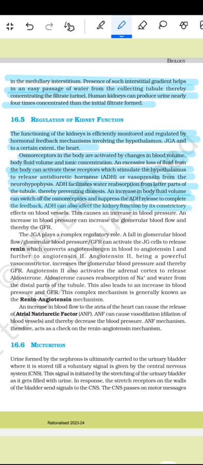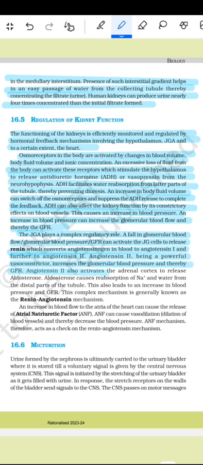ADH can also affect the kidney function by its constrictive effects on the blood vessel. This causes an increase in the blood pressure, and an increase in the blood pressure can increase the glomerular blood flow and thereby the GFR. The JGA plays a complex regulatory role. A fall in the glomerular blood flow, glomerular blood pressure, or GFR can activate the JG cells to release the renin, which converts the angiotensinogen in the blood to angiotensin 1 and further to angiotensin 2. Angiotensin 2, being a powerful vasoconstrictor, increases the glomerular blood pressure and thereby GFR.